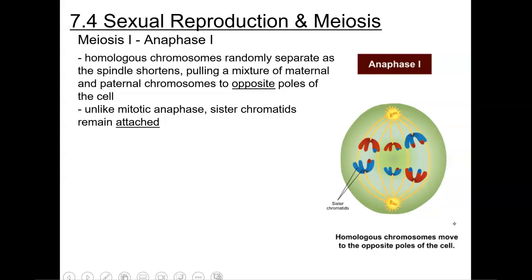Anaphase 1 is where these homologous chromosomes are going to randomly start to separate as the spindle fiber that came out and attached at that kinetochore is going to start to pull it to either one end or the other. And so now we really start to see the mixture of maternal and paternal chromosomes go into these opposite poles. So unlike mitotic anaphase, these sister chromatids are going to remain attached to each other at this time. So all of them were attached using a kinetochore. Now we've separated them. We're going to go into a cell that has 46 chromosomes each that are attached in that center section.